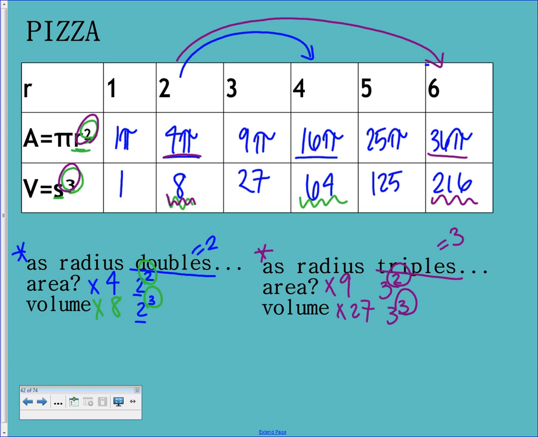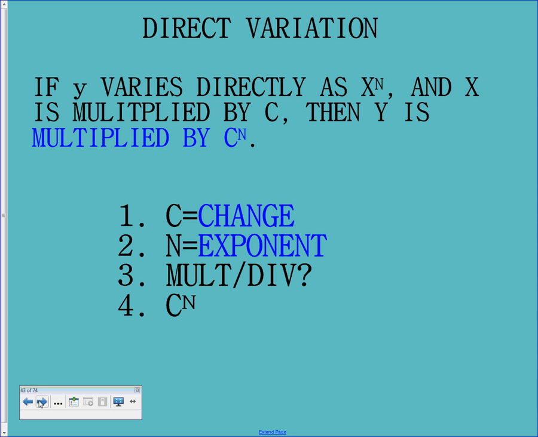So what we have is a very specific theorem that states if y varies directly as x to the n and x is multiplied by c, then we're going to multiply our answer by c to the n. And that's what we just found, like 2 to the second or 2 to the third. And we're going to be multiplying because it's a direct relationship and both variables in a direct relationship go up.